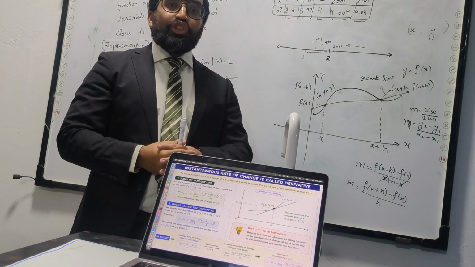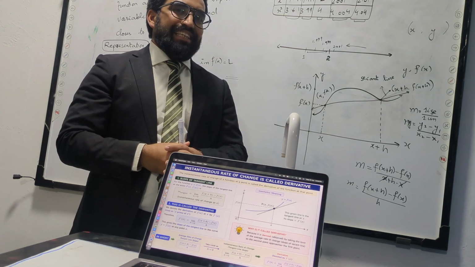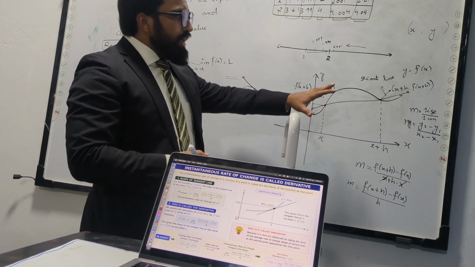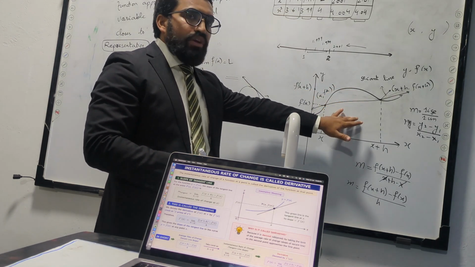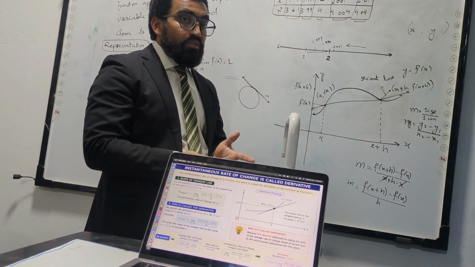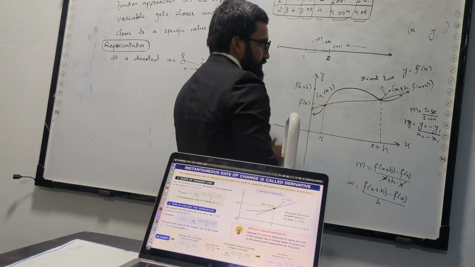Now we need to find out the slope of the instantaneous rate of change, which is also called the tangent line. What about if I take the same graph and definitely we have to draw the tangent, but how? Just understand. This is the line of secant.